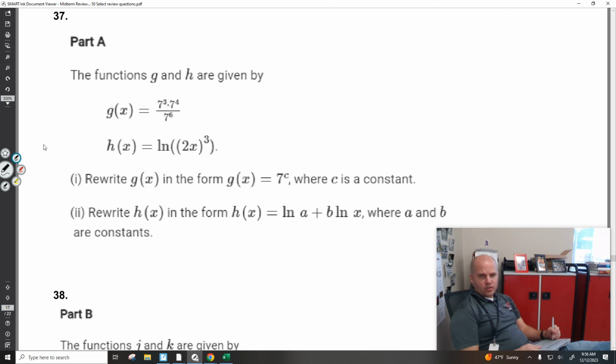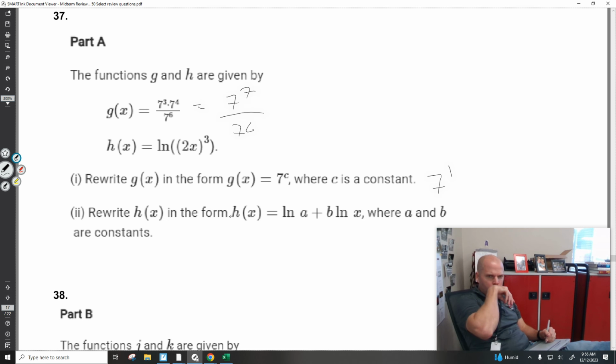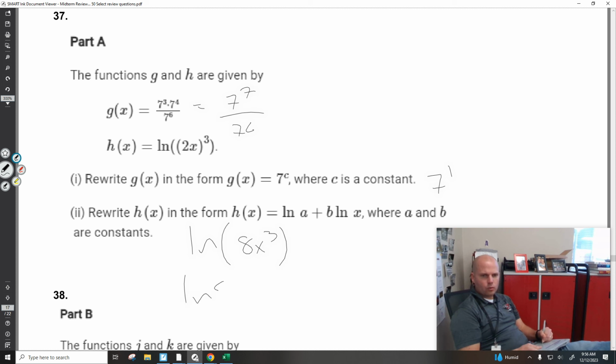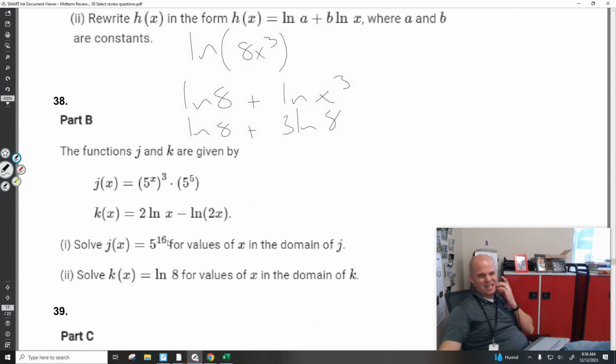Rewrite g in form of 7 to the c, where c is a constant. Okay, so this is 7 cubed times 7 to the 4th, which is 7 to the 7th, over 7 to the 6th. That means that's the same as 7 to the 1st. Rewrite this as the natural log of a plus b times the natural log of x. I could just rewrite this as log of 8x cubed, which is log 8 plus log x cubed, which is log 8 plus 3 log x, using exponent properties.